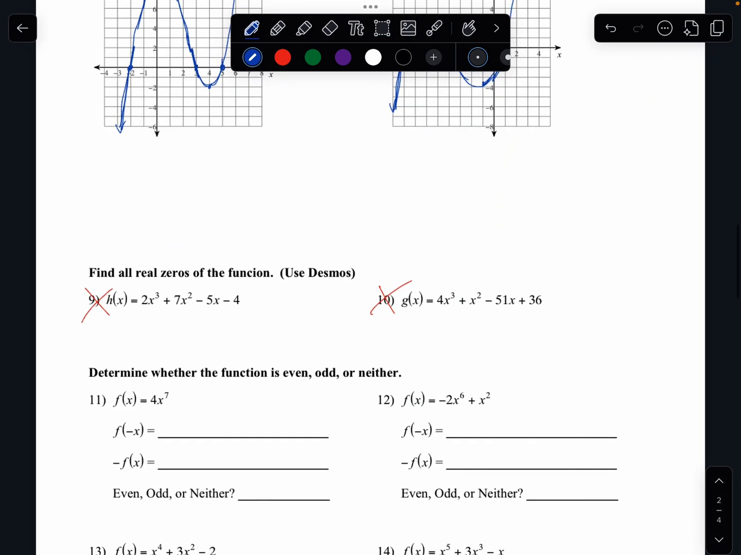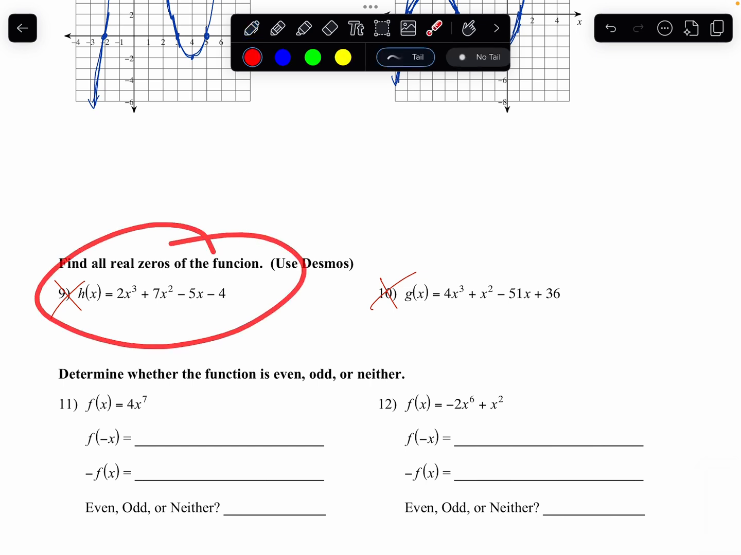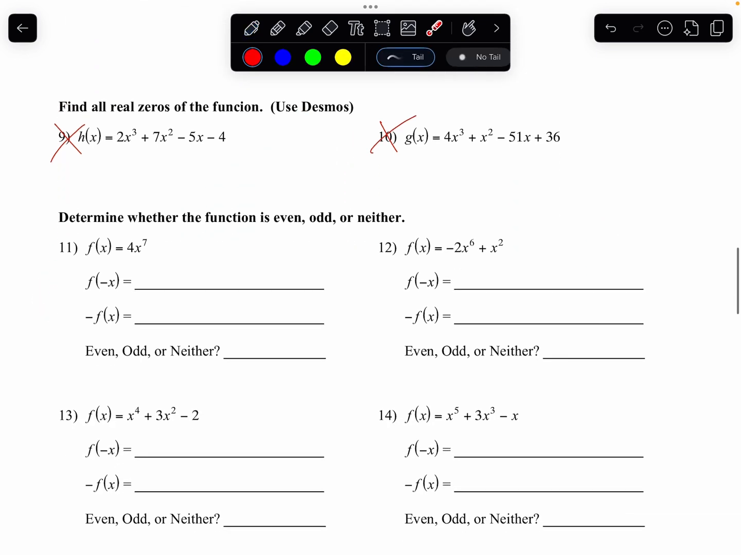Okay. I wouldn't say worry about these ones right here. I don't care about those ones. I don't think it's worth your time to do. If you do them, great. Just use Desmos, plug it into Desmos, find the x-intercepts, call it good, but I don't think it's worth your time.